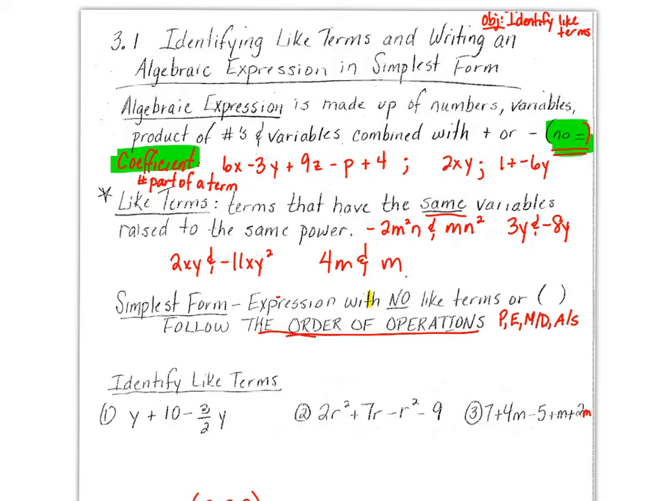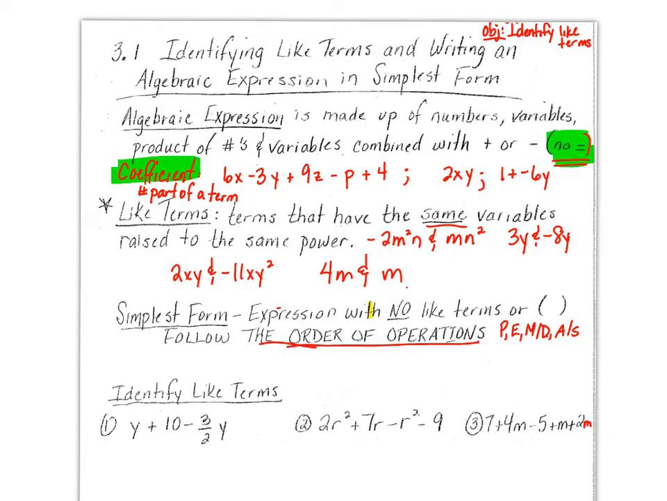Good morning. We are talking about identifying like terms and writing an algebraic expression in simplest form. By the end of the lesson today, you should be able to identify like terms. And remember, I talk about that a lot in terms of fruit. You can only combine the same fruit, okay? And simplest form means you need to make sure that there's no more of the order of operations that can be done. So you have to go through all of the order of operations.